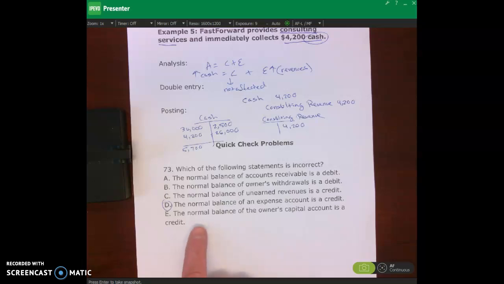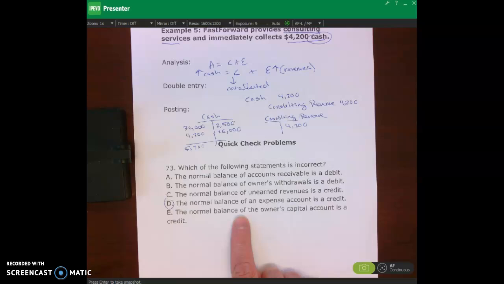Let's look at E. The normal balance for owner's capital is a credit. That is also true. Owner's capital, owner investment, is the owner investing money in the business. Remember with example 1 that we did in the prior lecture video, where the owner invested $30,000 in his business, we debited cash and we credited owner's capital. So yes, the normal balance of owner's capital should be a credit.